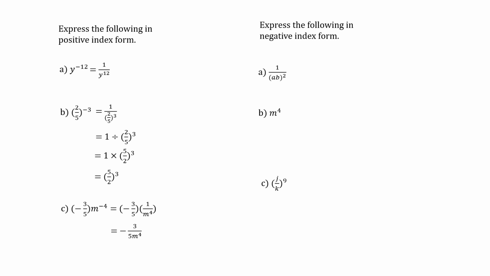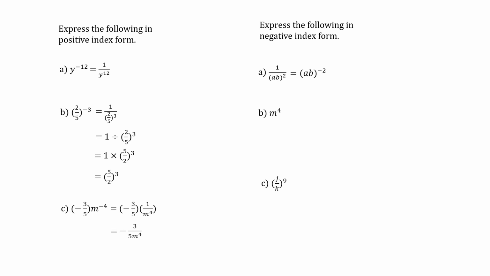Okay, next, for this question, express the following in negative index form. So here you need to change to a negative index. The 1 over, as mentioned just now, is negative, and negative is 1 over. So ab to the power of negative 2. So you need to put a negative here, negative 2.